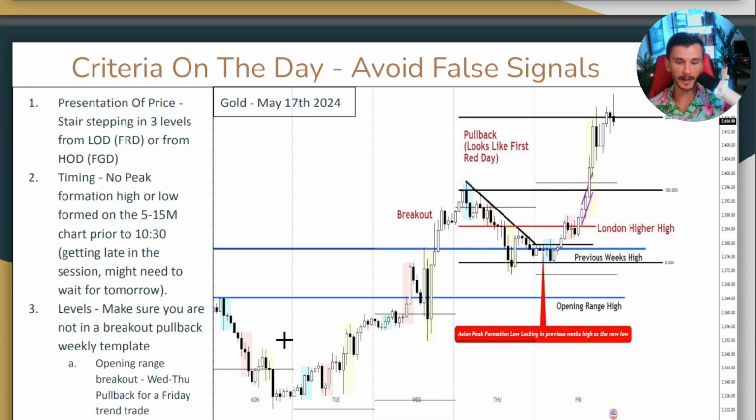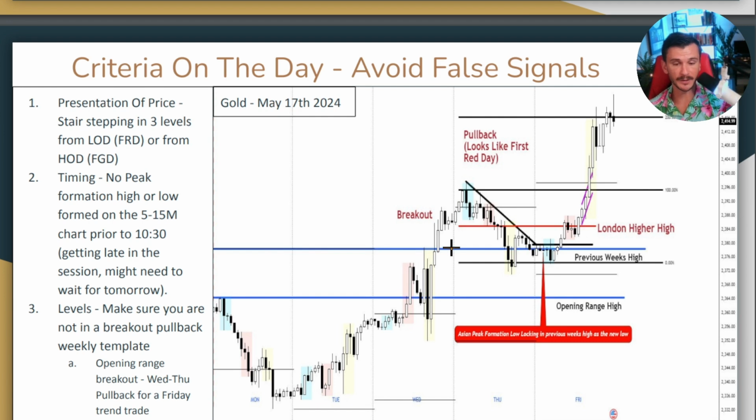Opening range breakouts, so Monday and Friday. Monday creates a range. If we break out of that significantly and we pull back on Thursday to the top of that opening range, we might be in a Wednesday, Thursday, Friday breakout pullback template. And that is definitely something you need to be paying attention to. Those levels are very important throughout the week. Opening range breakout that results in a 3 push pattern back down into the low and a consolidation above that opening range or Friday's high.